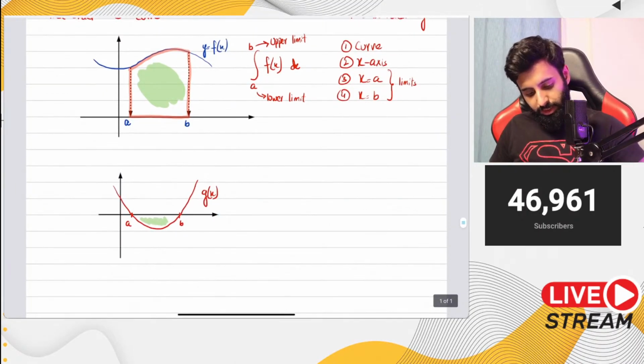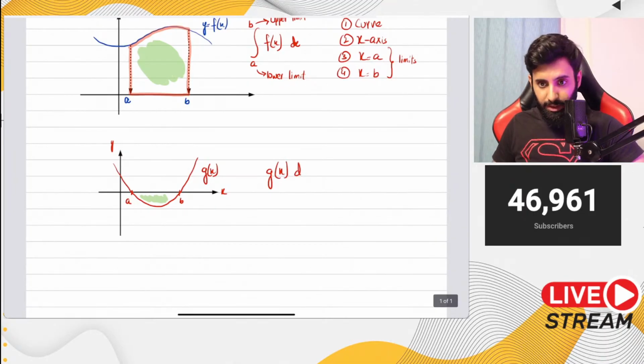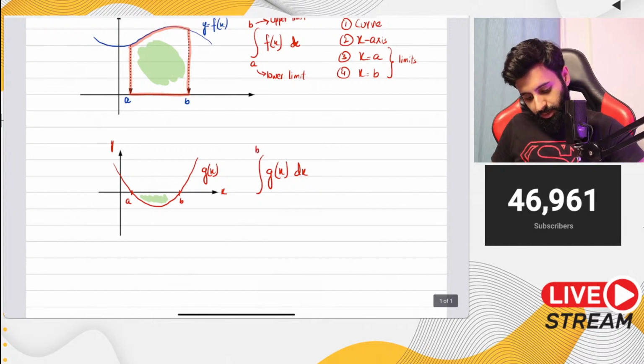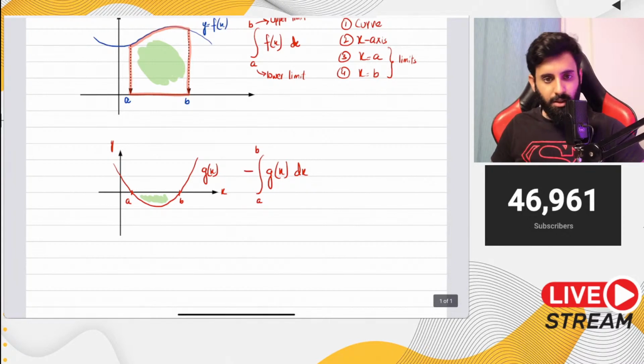Yeah, so in this case, what you're going to do is integrate g of x normally. But when you plug in the limits, your answer will turn out to be negative. So instead, to make it positive, since we're finding the area, we'll multiply it by minus.